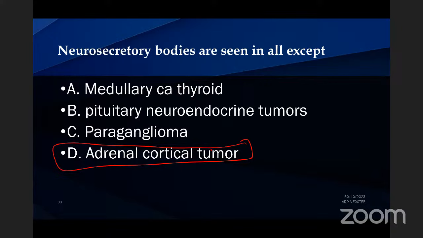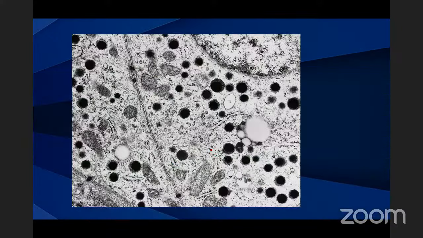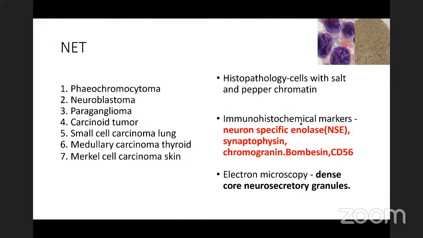Okay, so this is how dense core granules or neurosecretory bodies appear. So these are like balls. If you see something like this, like balls, you remember that this is very classical dense core granules. And remember, which are the neuroendocrine tumors of your body? Please remember, it is neuroblastoma and pheochromocytoma, paraganglioma, small cell carcinoma of the lung, carcinoid tumor, medullary carcinoma of the thyroid, and Merkel cell carcinoma of the skin.